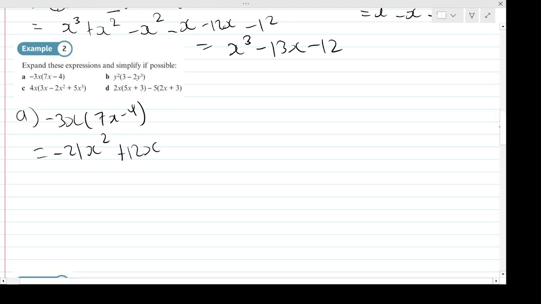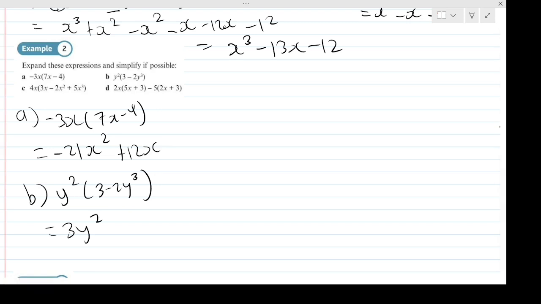Okay. Then part B, we are given y squared times 3 minus 2y cubed. Well, again, same sort of process, right? We're going to times the number outside, the y squared, by every term inside the bracket. So we're going to have y squared times 3, that'd be 3y squared. And then y squared times minus 2y cubed. So what that's saying is y squared times minus 2y cubed. That's going to be your indices, right? So we're going to have minus 2, right?